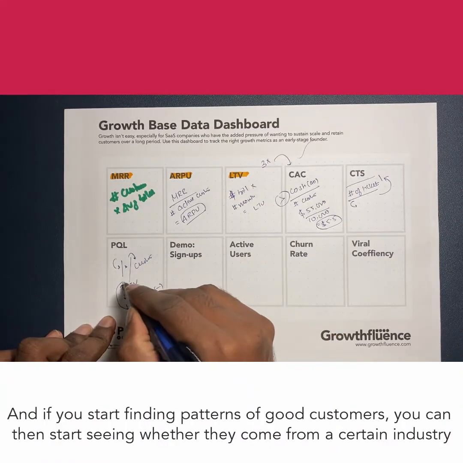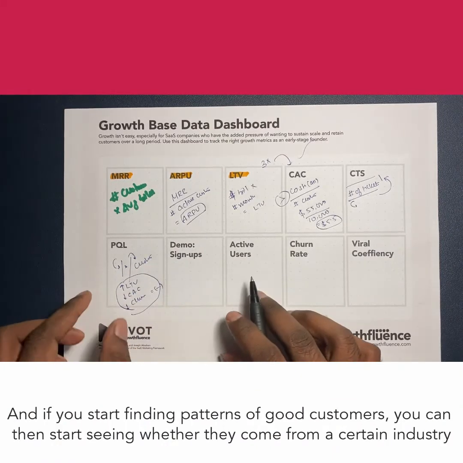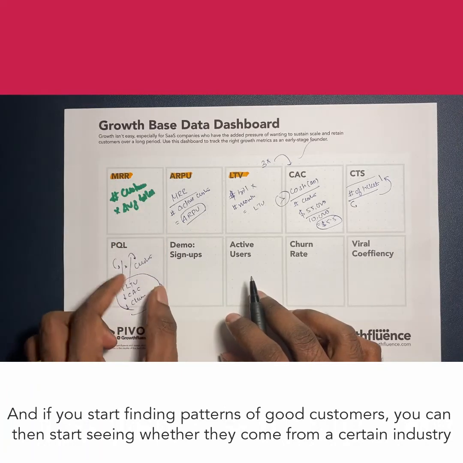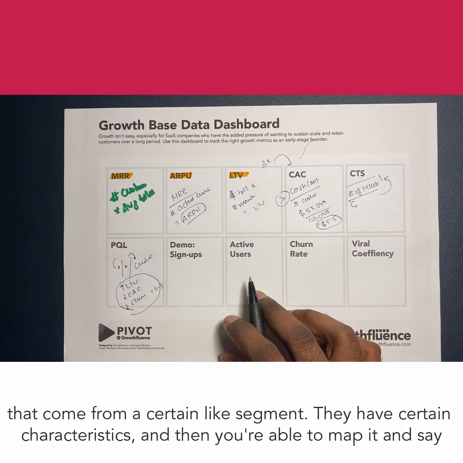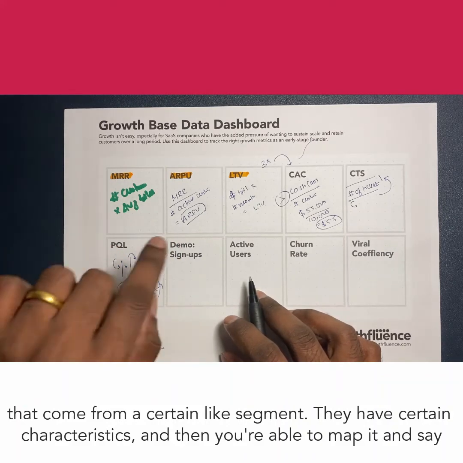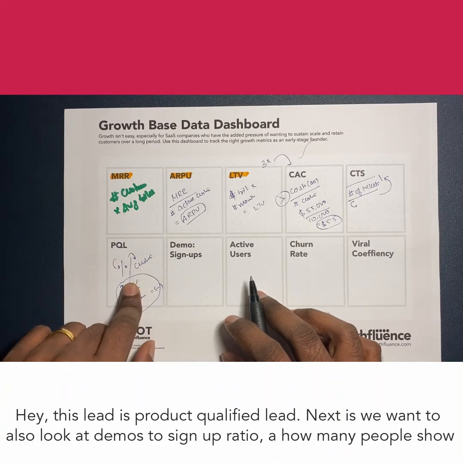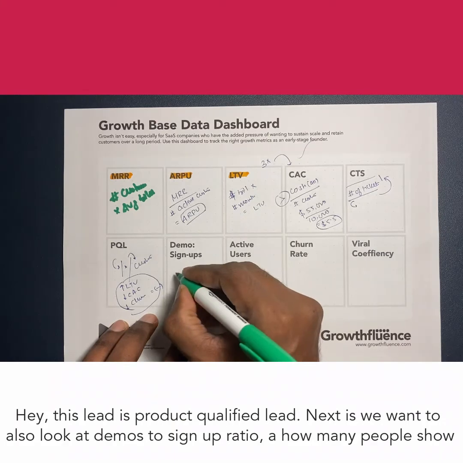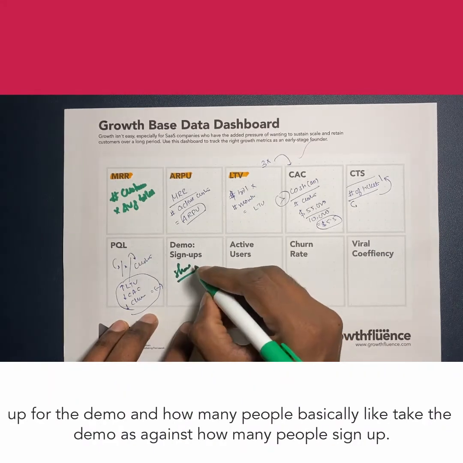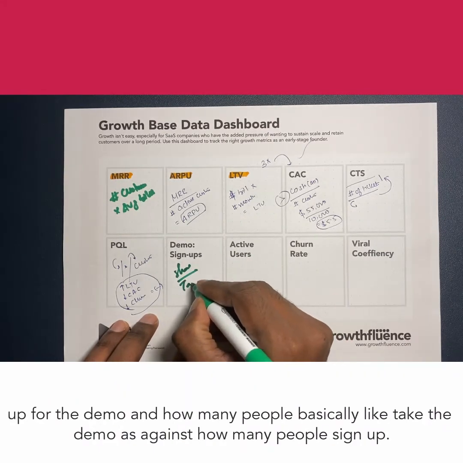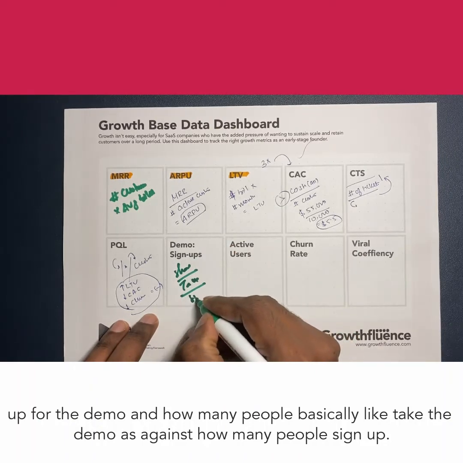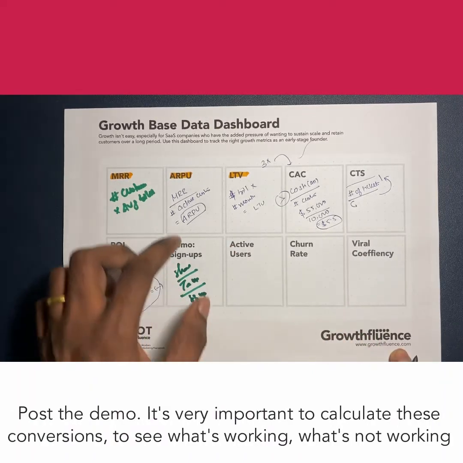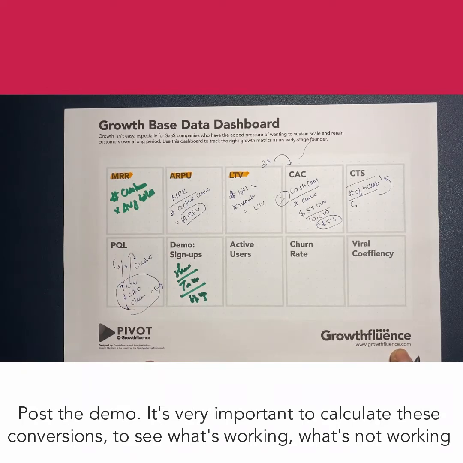This is a good customer. And if you start finding patterns of good customers, you can then start seeing whether they come from a certain industry, a certain segment, or have certain characteristics, and then you're able to map it and say, hey, this lead is a product qualified lead. Next, you also want to look at the demo to sign up ratio. How many people show up for the demo and take the demo, as against how many people sign up post the demo, right? It's very important to calculate these conversions to see what's working, what's not working, and so on and so forth.